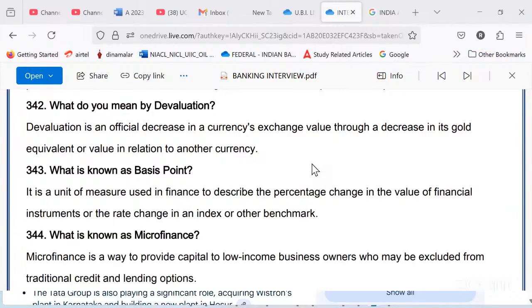What do you mean by devaluation? Devaluation is an official decrease in a currency's exchange value through a decrease in its gold equivalent or value in relation to another currency. Actually, devaluation means reducing the value of our currency. So, what will happen when we reduce the value of our currency? Our commodities will become cheaper to foreigners because they need to pay less of foreign exchange. So, they will buy more from our country. So, when the devaluation happens, it may result in helping of more exports. But imports wise, our importers will have to pay more Indian currency. Yeah, continue.